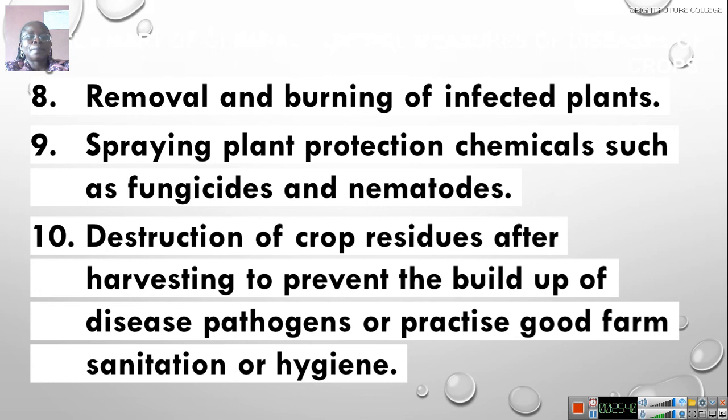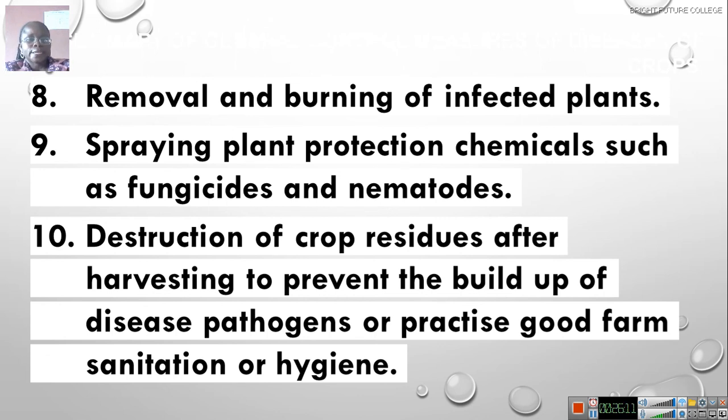Number 9, spraying plant protection chemicals such as fungicide and nematicide. Take note, it's not nematodes. Nematicide is the chemical used to control nematodes, while fungicide is the chemical used to control fungi. Take note, that one is the chemical method or measure.